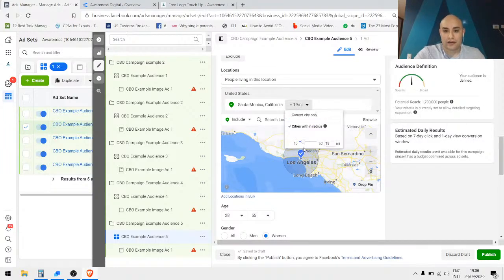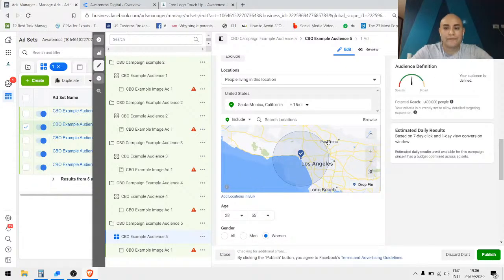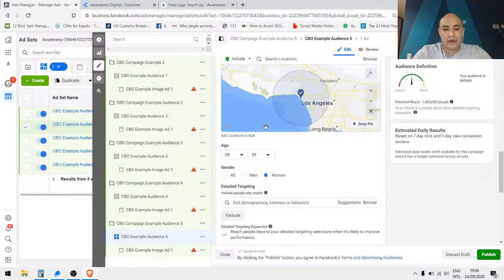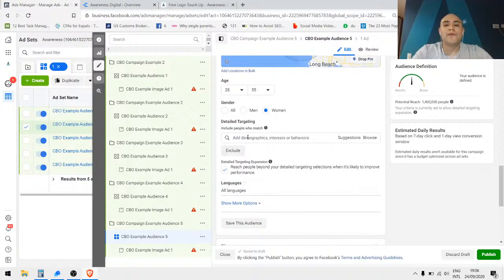Okay, so 15 mile radius. So we're here at 1.4 million with women between the ages of 28 and 55, right? So we're good here. Again, here's where people make the most mistakes.